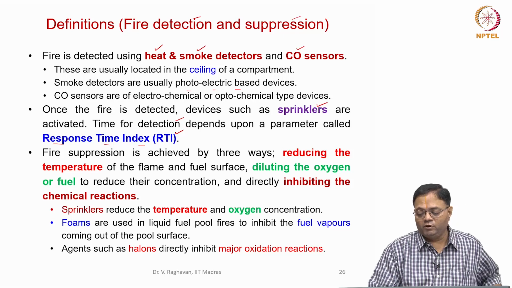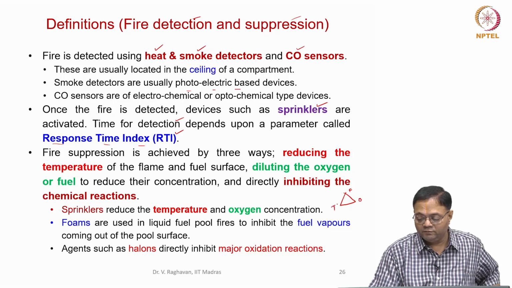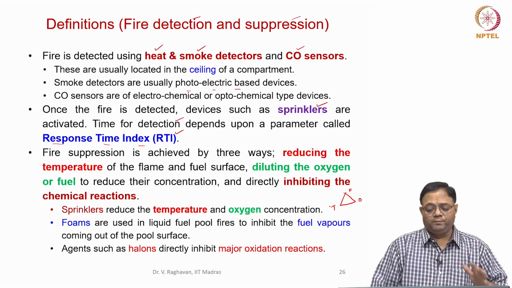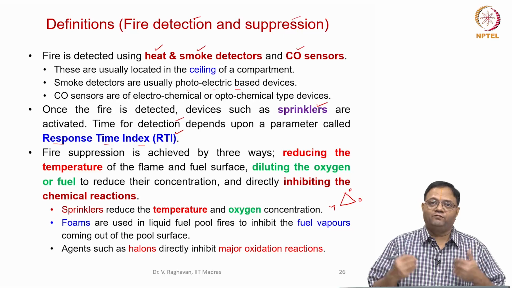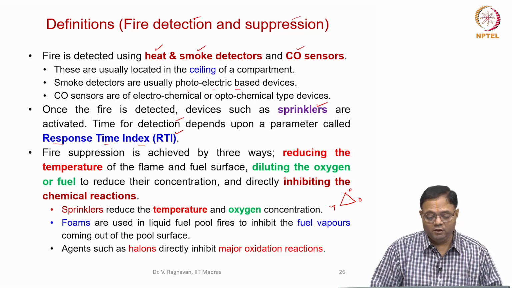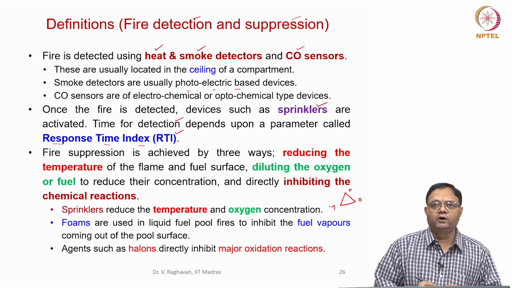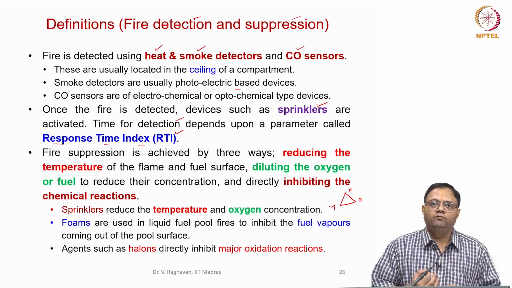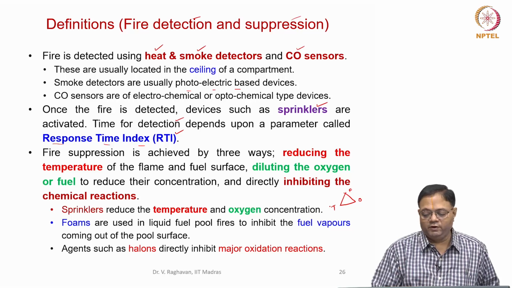Now, fire suppression. We have seen about the fire triangle: fuel, oxidizer and temperature or heat. If you reduce the temperature, the heat feedback to the condensed fuel reduces, and the rate of reaction also reduces. So, that is one way to suppress the fire. Similarly, the oxygen should be diluted. If you use water, the water will vaporize, and the water vapor will reduce the concentration of the oxygen. That is another way.